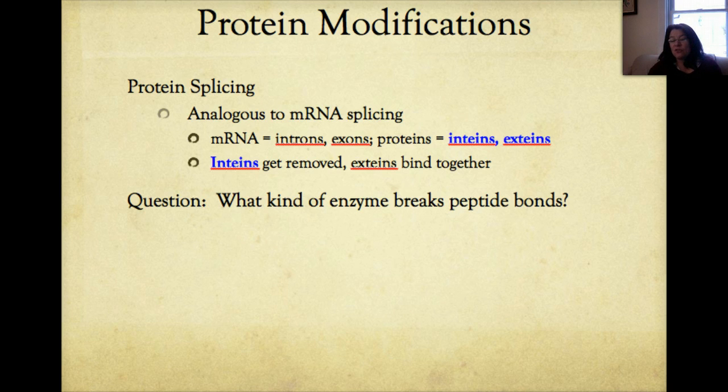So here's a question for you. What kind of an enzyme breaks a peptide bond? Remember, a peptide bond is a type of covalent bond, and that means it's going to take some work to break it. If you don't know the answer to this question, see if you can find it, and we'll talk about it in class. The name of the group of enzymes, the general name of the group of enzymes that can break protein bonds.